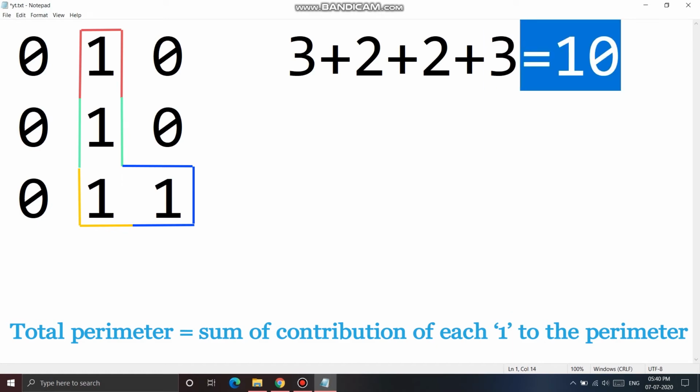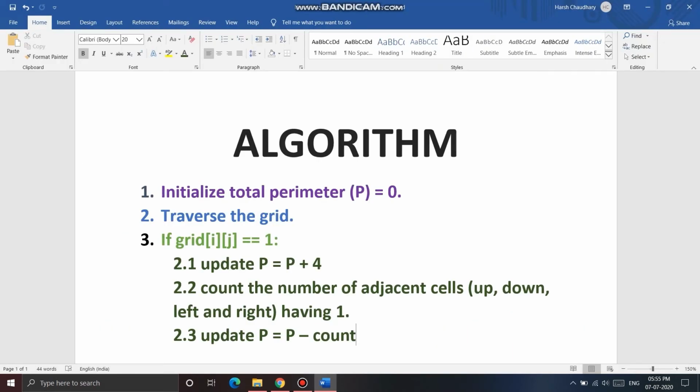Let us now frame these steps into an algorithm. The main idea is we sum up the total contribution to the total perimeter by each one. So we initialize the total perimeter to be 0 initially, then we traverse the grid, and whenever we see a 1, we increase the total perimeter by 4. Then we count the number of adjacent cells having 1. Then we need to decrease the total perimeter like this. And at the end, we just return the total perimeter, that is p.